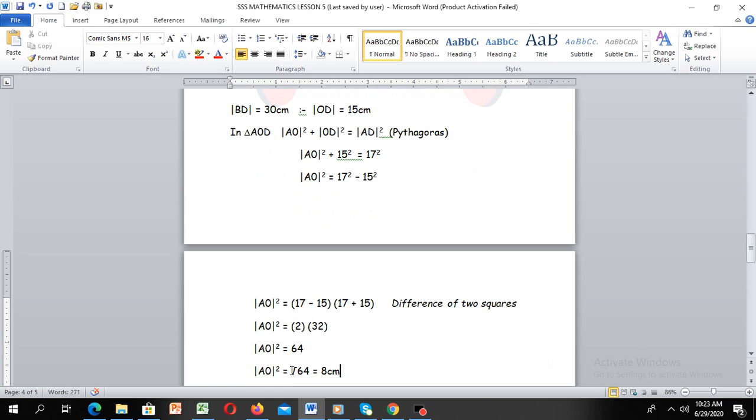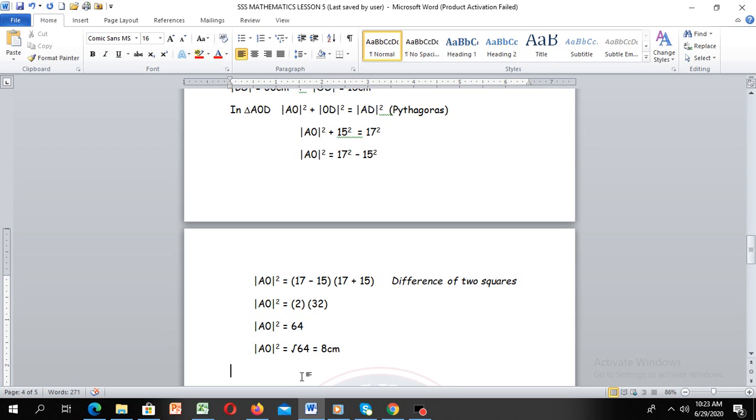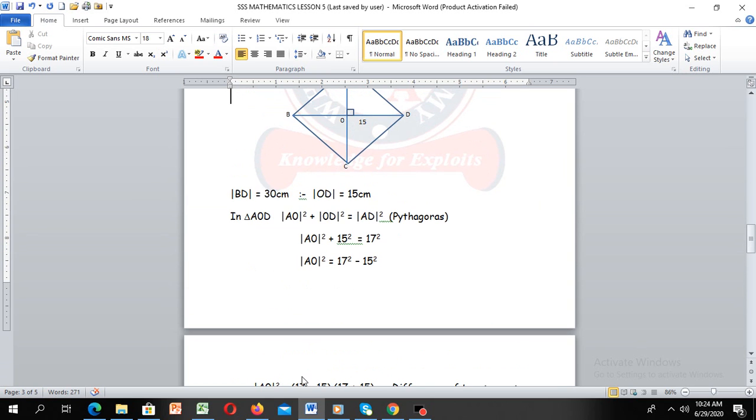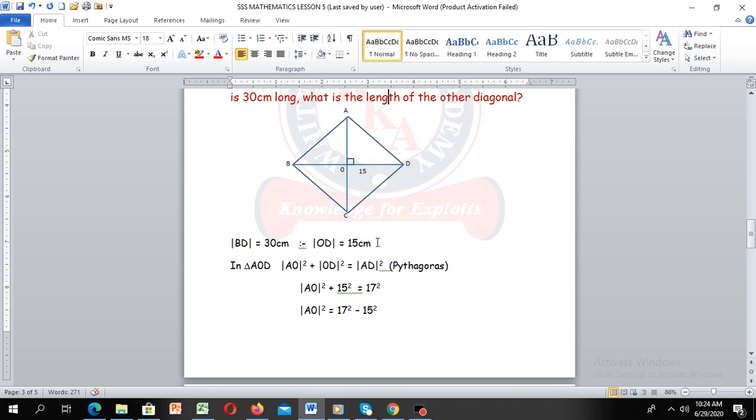And then you have to take the square root of both sides. The square root of AO squared will be equal to the square root of 64. And therefore, AO will be equal to 8 centimeters. That is length AO. But since we are asked to find the length of the other diagonal, the AO that we got is actually half of AC. AC is the other diagonal, and diagonal BD bisects AC into two equal parts, AO and OC. So we got the value of AO as 8 centimeters.